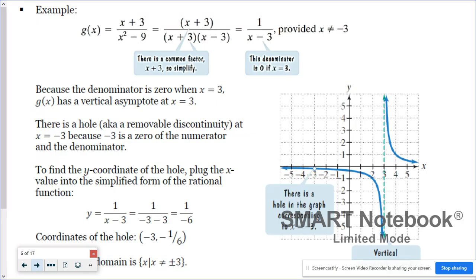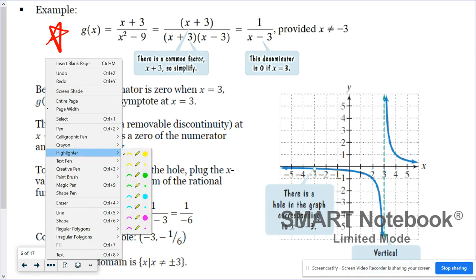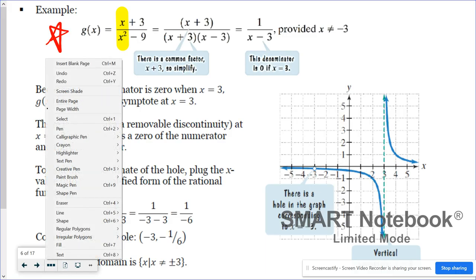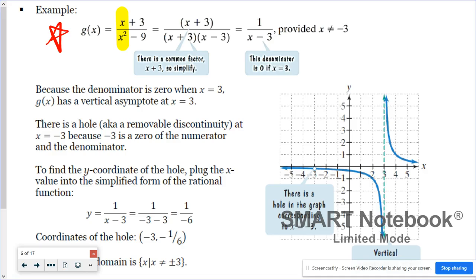Here we have the function g of x. Some things that I know about this function right off the bat: I can use that comparison test. Since the degree of my numerator is less than the degree of my denominator, what I know is that there is a horizontal asymptote at y equals 0. And if you look at the graph, it supports that.